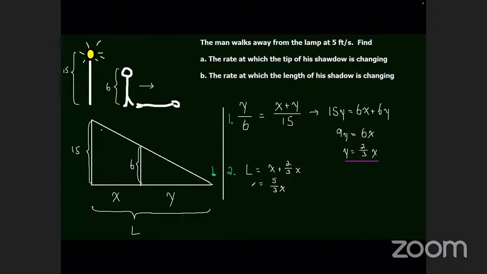We do that addition. And now dL/dt, the derivative, so that'll be step three, taking the derivative. The rate at which L changes is equal to 5/3 times the rate at which x changes, dx/dt. And we already know that dx/dt is 5 feet per second. So this is just 5/3 times 5, which is equal to 25/3. So that's the tip of the shadow. Okay, yeah. 25/3 feet per second.